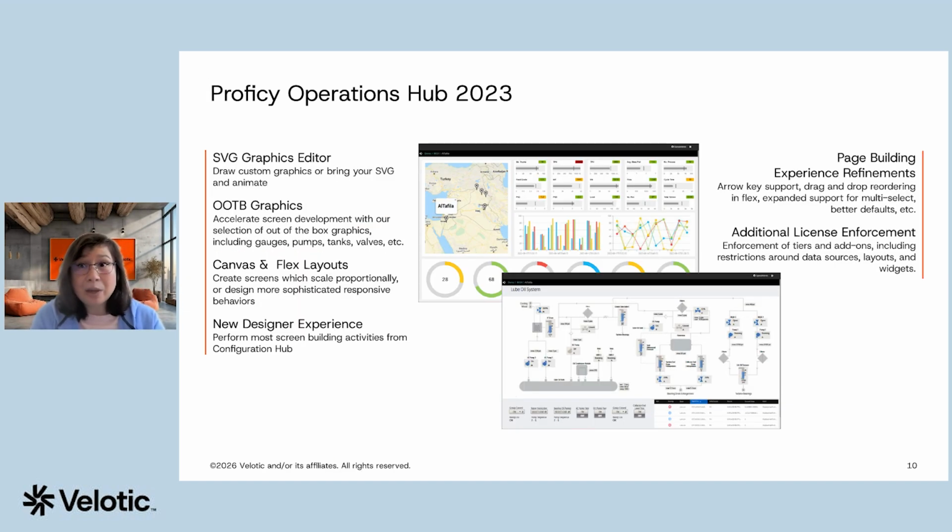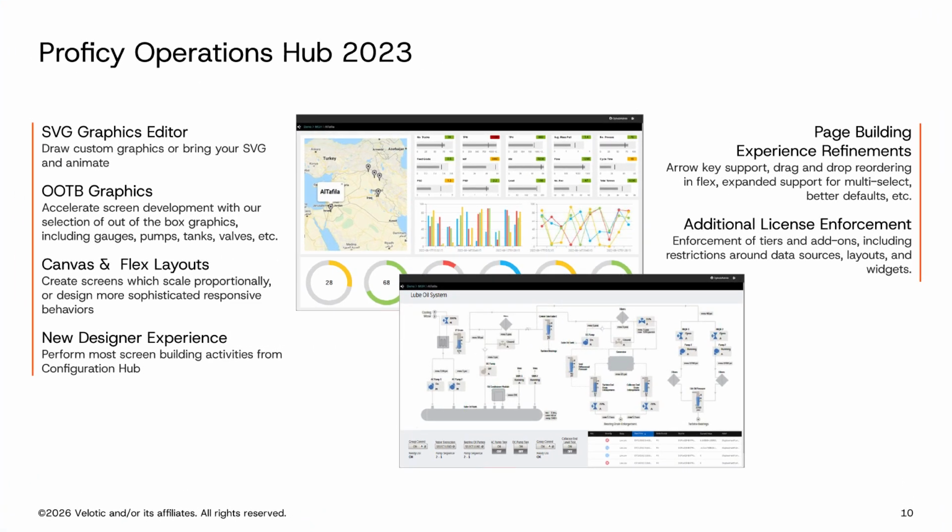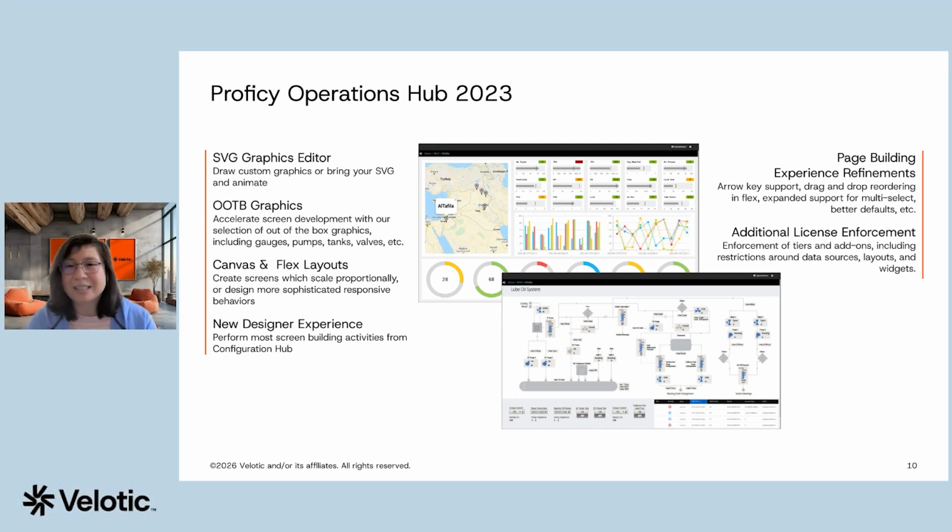All right, so I will go into a little bit here just to give folks a little bit of a recap on where we've been. So Proficy Operations Hub 2023 was one of our large releases, and we actually went from our previous editor into a new designer that had things like a graphics editor, out-of-the-box graphics, different types of layouts, and we also focused on things like page building basics, right? Things like nudging over with your arrow support, copy and paste, reordering items, multi-select, things like that. So the idea here was this release was really focused on how to build process diagrams and other graphical type interfaces.